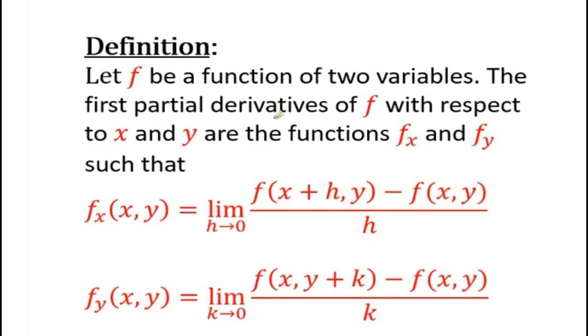The first partial derivatives of f with respect to x and y are the functions fx and fy such that fx(x,y) is equal to the limit as h approaches 0 of f(x+h, y) minus f(x,y) over h, and fy(x,y) is equal to the limit as k approaches 0 of f(x, y+k) minus f(x,y) over k.